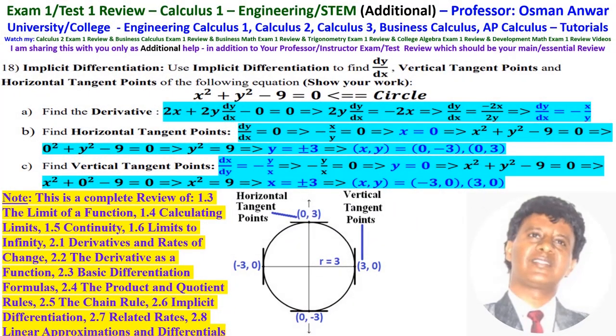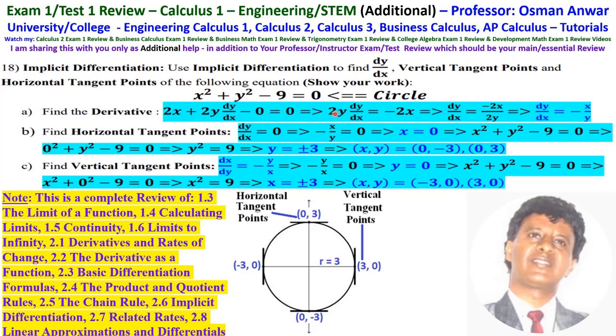Number 18 is implicit differentiation. Use implicit differentiation to find dy by dx, vertical tangent points and horizontal tangent points of the following function, which is a circle, x squared plus y squared minus 9 equal to 0. So A first finds the derivative, which is 2x plus 2y dy by dx. The derivative of 9 is 0, the derivative of 0 is 0.